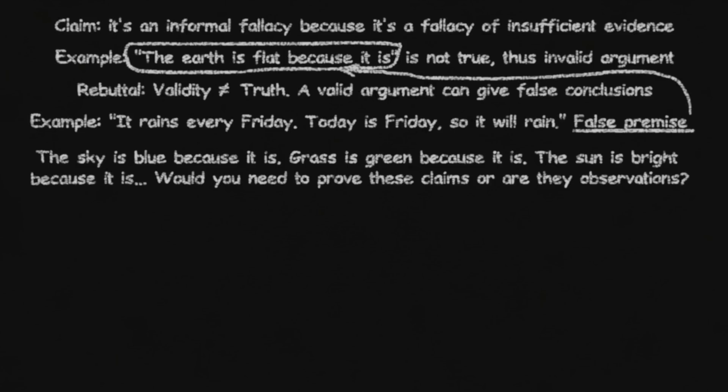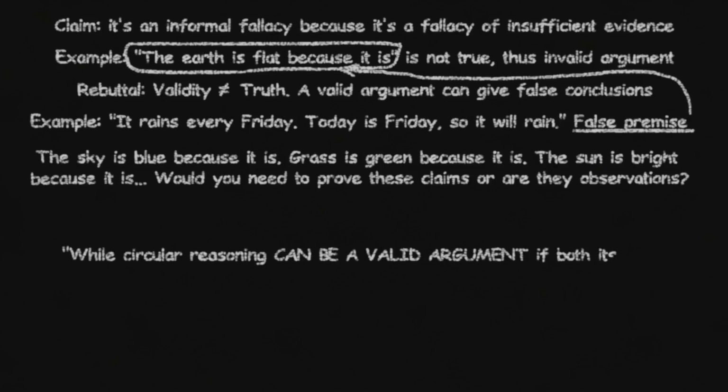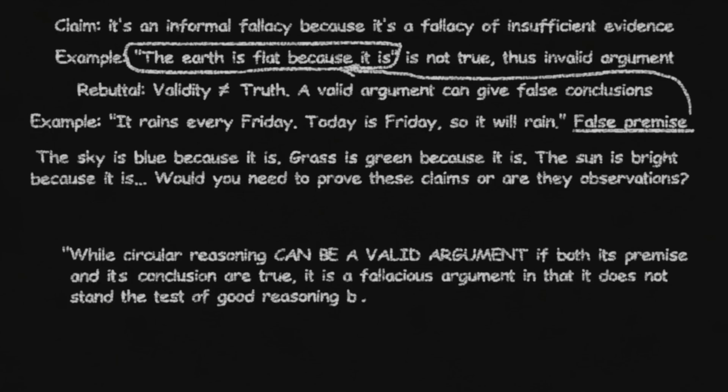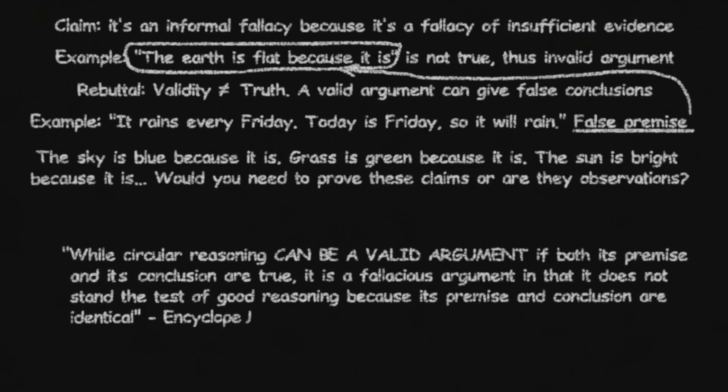For example, usually Britannica is generally pretty good at getting things right, but listen to this. While circular reasoning can be a valid argument if both its premise and its conclusion are true, it is a fallacious argument in that it does not stand the test of good reasoning because its premise and conclusion are identical. So circular reasoning can be valid even though it's always a fallacy? Let's just completely skip over that blatant and embarrassing mistake because it gets even worse when you think about it.